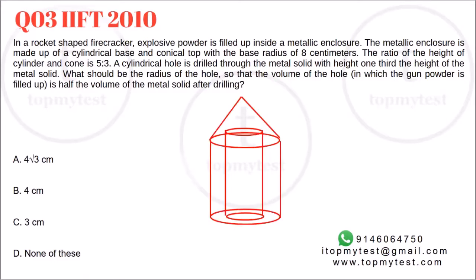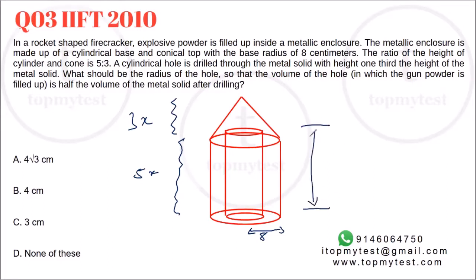Okay, so let's quickly draw a schematic of this. So the base radius is 8. The ratio of heights of cylinder and cone is 5:3. So if this is 3x, this is 5x. Now on this, a cylindrical hole is drilled such that the height is 1/3 the height of the metal solid. So this height is basically 1/3 the height of the metal solid.